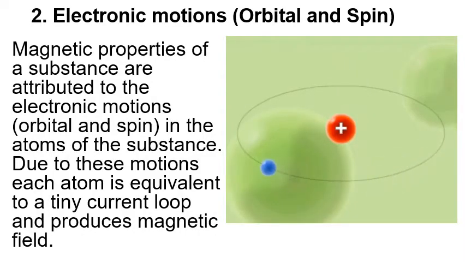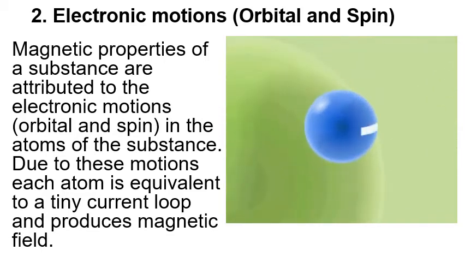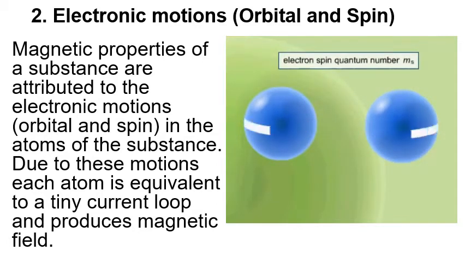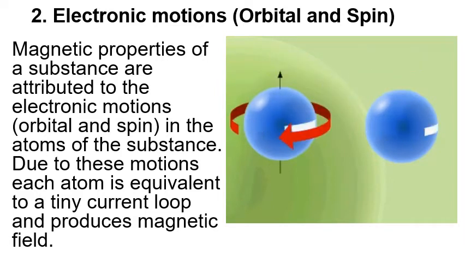The second cause is electronic motions, spin and orbital. Magnetic properties of a substance are attributed to the electronic motions, orbital and spin, in the atoms of the substance. Due to these motions, each atom is equivalent to a tiny current loop and produces a magnetic field. And the magnetic field will be produced if these electrons are made to move or to spin in the same directions.